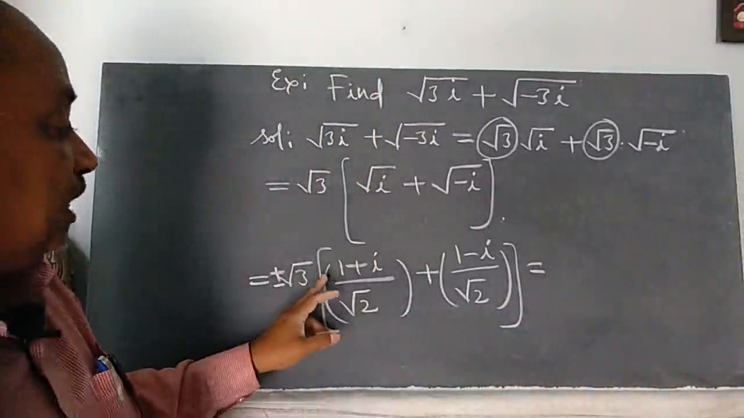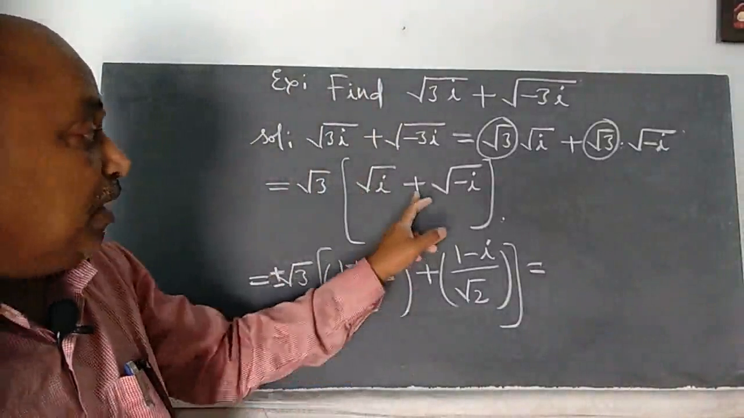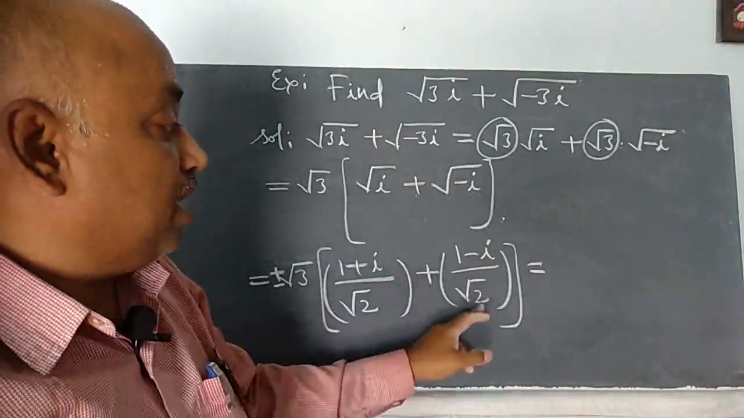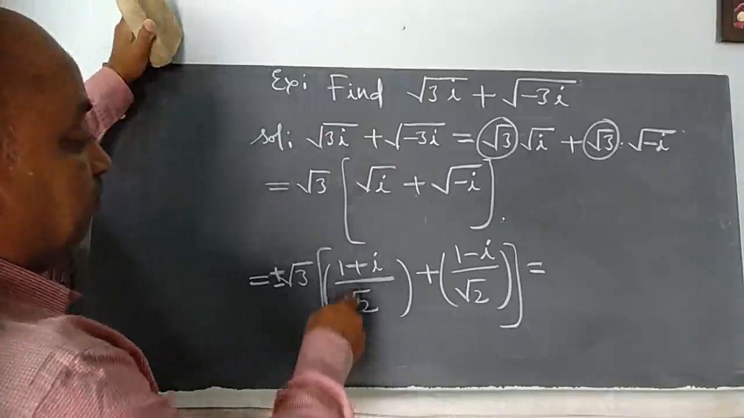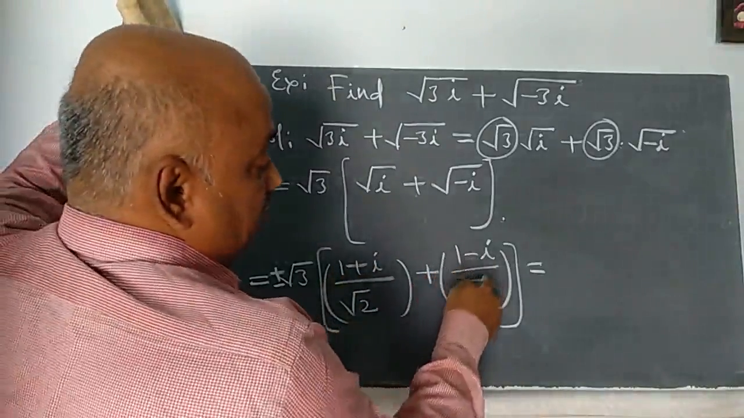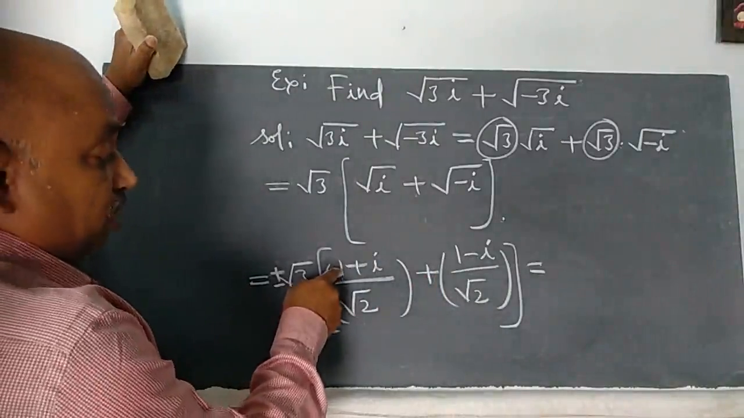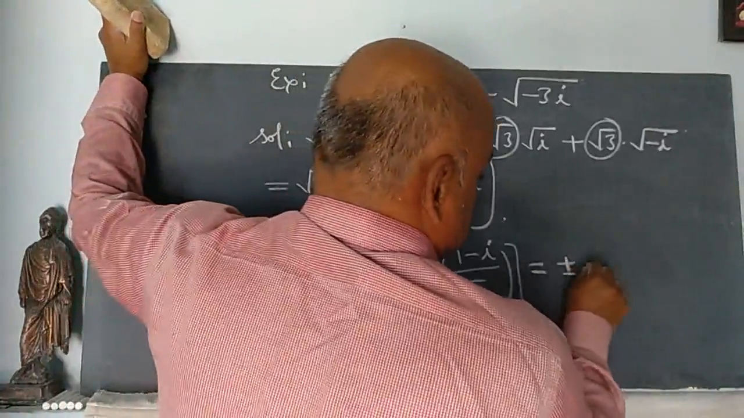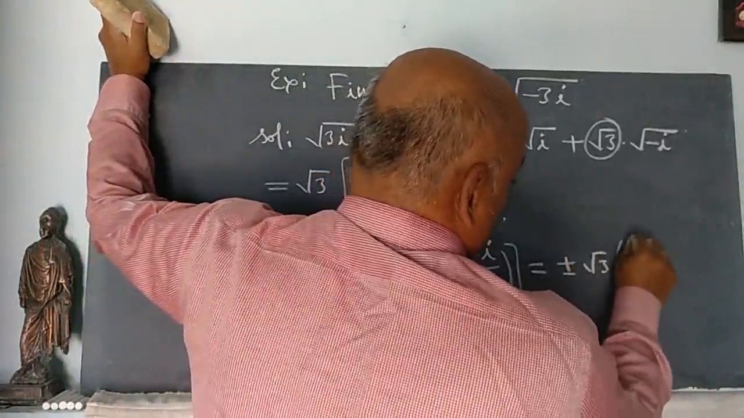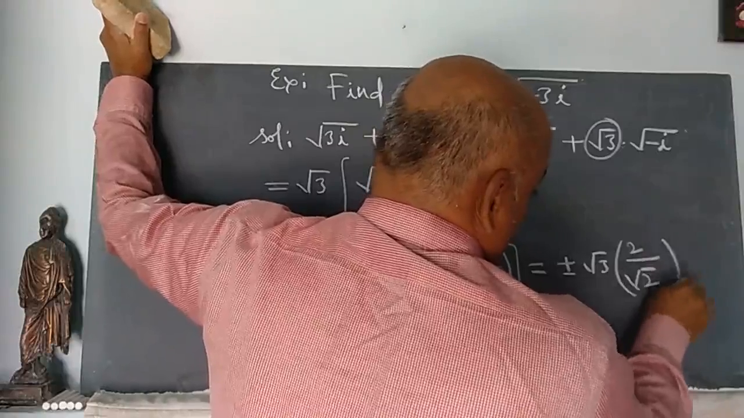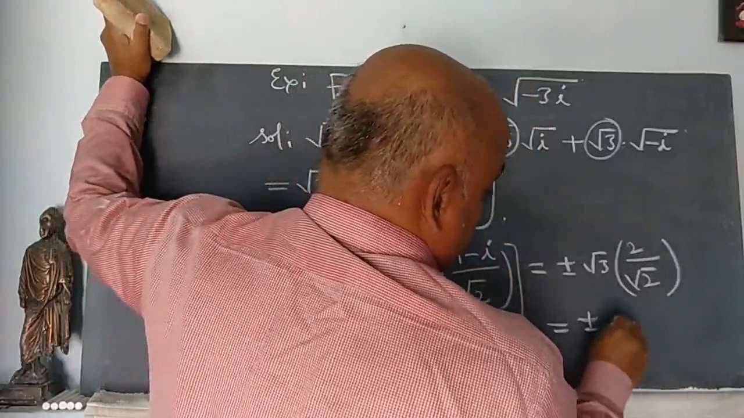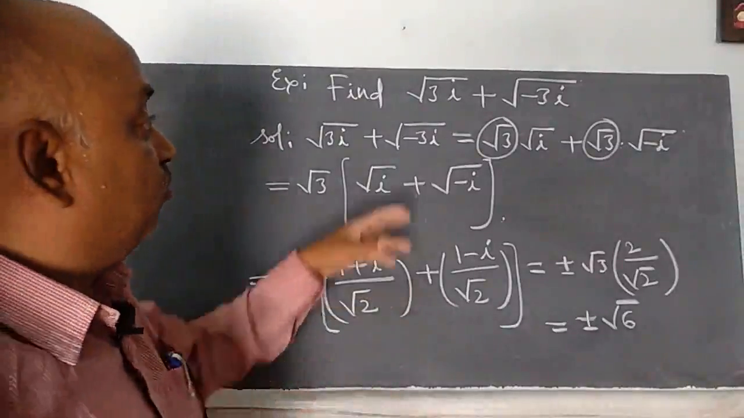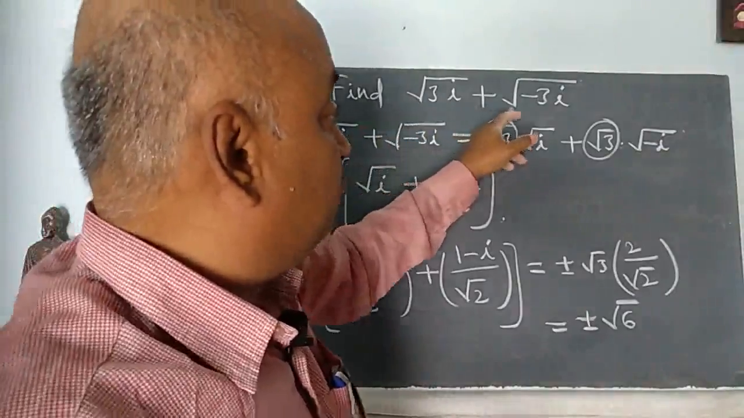Root i value plus or minus 1 plus i by root 2, plus root of minus i value plus or minus 1 minus i by root 2. So here plus i by root 2 and minus i by root 2 get cancelled. So here 1 by root 2 plus 1 by root 2, which is 2 by root 2. So plus or minus root 3 into 2 by root 2, which is equal to plus or minus root 6. So this is the value of square root of 3i plus square root of minus 3i.